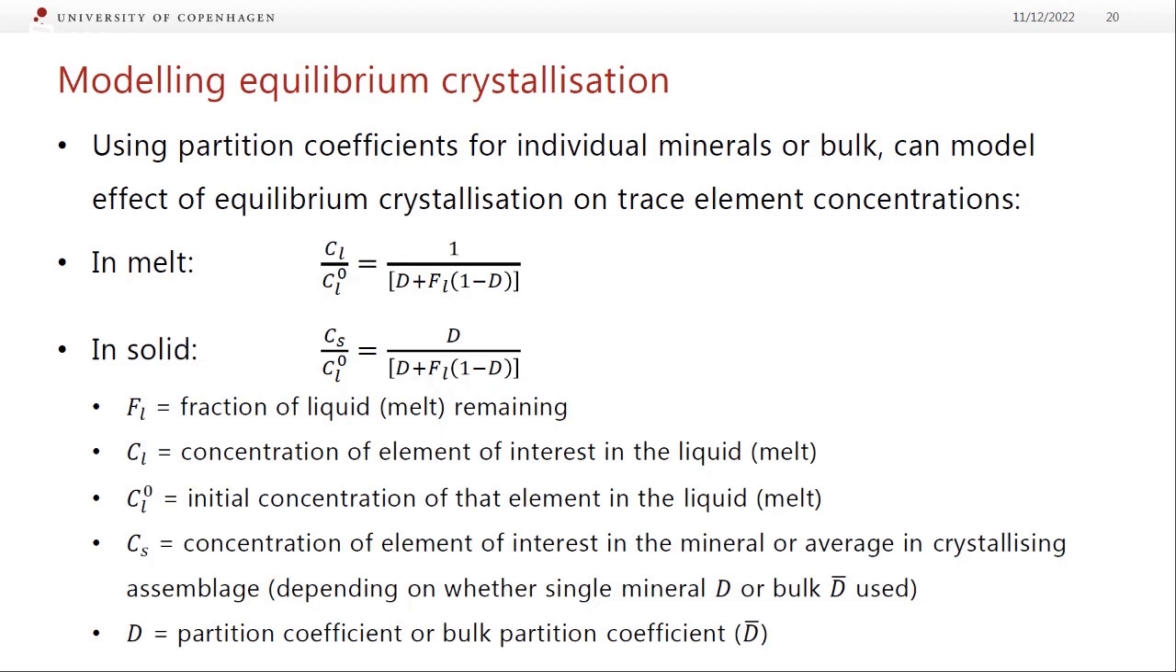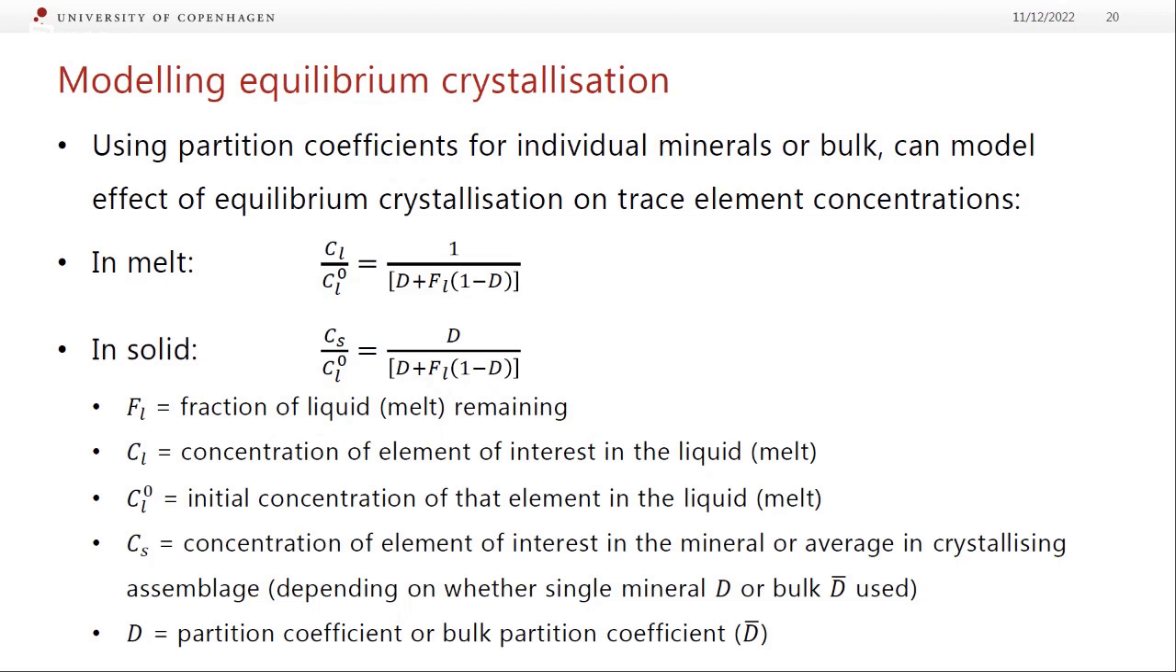Okay, so we can then move on to these models for equilibrium and fractional crystallization. And I'm always going to start with equilibrium because I think it's easier in terms of the maths to understand. So basically we can use either the bulk partition coefficients if there are several minerals crystallizing, or we can just use a single mineral partition coefficient if there's only one mineral crystallizing. And the equations that we use, we always normalize to the starting concentration because this just makes it a lot easier. If you wanted to find an exact number, then you just move this to the other side, so you times everything by the original concentration.